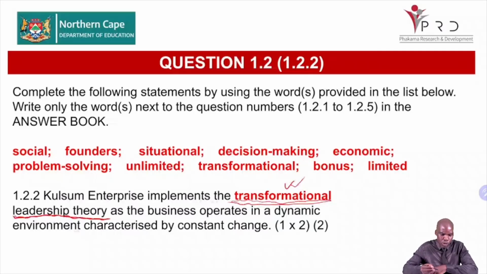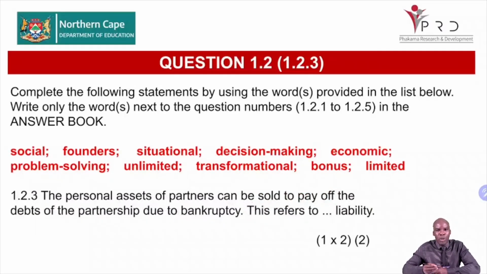Okay, let's now move on to question 1.2.3. The personal assets of partners can be sold to pay off the debts of the partnership due to bankruptcy. This refers to dash liability. Which of the words or word do you think is most appropriate in this instance?